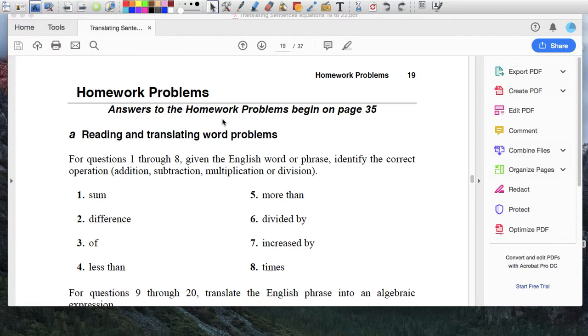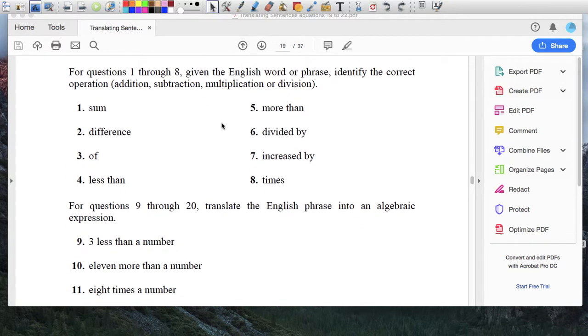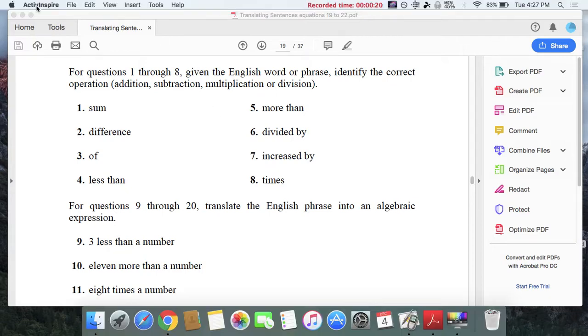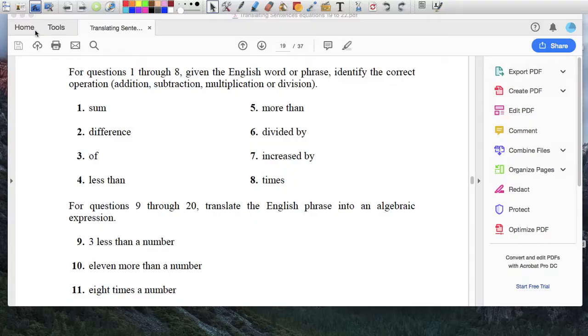So for questions 1 through 8, given the English word or phrase, identify the correct operation. You want to identify what operation each of these words indicate. If we're only doing the odds, for this section you could have done it all because it's very simple. So 1, sum, obviously reminds us, it's addition.